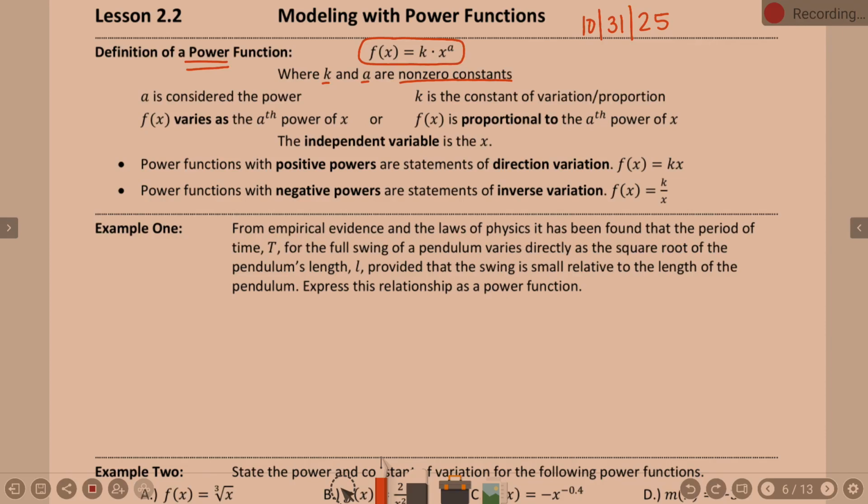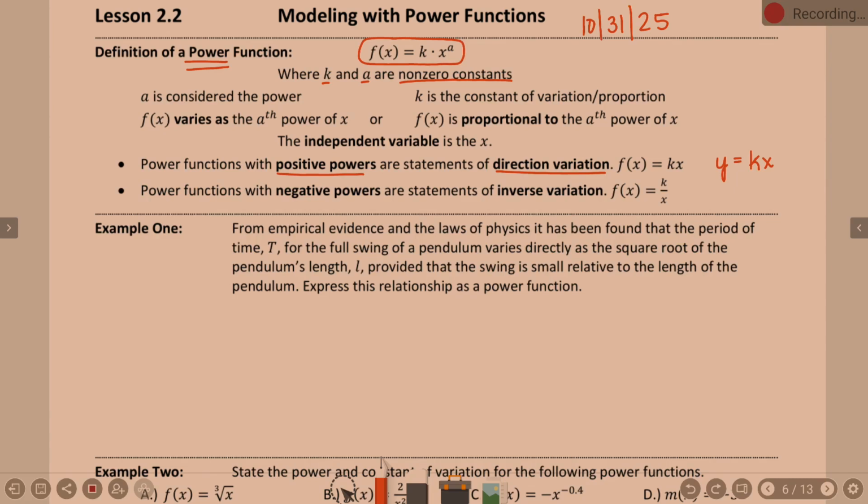I mentioned direct and inverse variation here. Power functions with positive powers are statements of direct variation. They state it here as f of x equals k times x. I don't know that we talked about it in Algebra 2, but if you remember it from Algebra 1, y equals kx. That is your typical direct variation setup. Notice k is your constant of proportion.